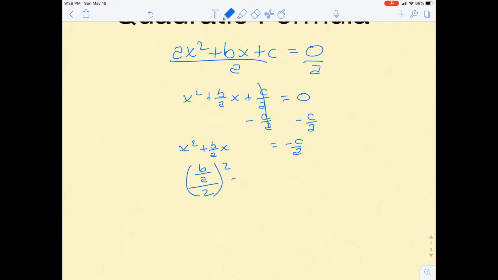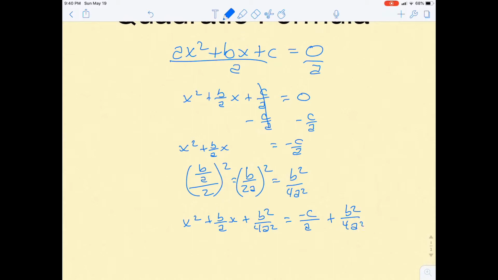So this will become b over 2a squared, which becomes b squared over 4a squared, which I'm going to now add to both sides. When I do that, I get x squared plus b over a x plus b squared over 4a squared equals negative c over a plus b squared over 4a squared.